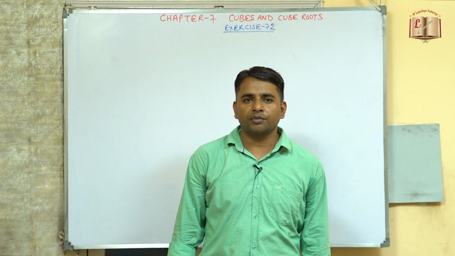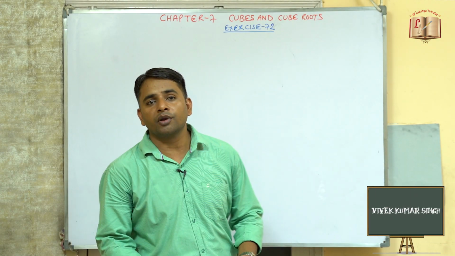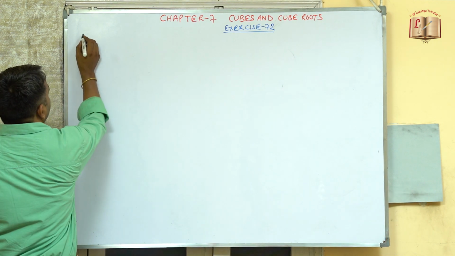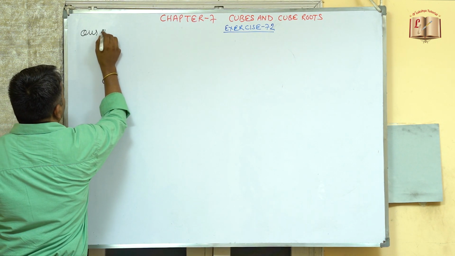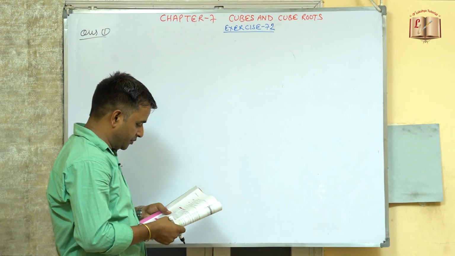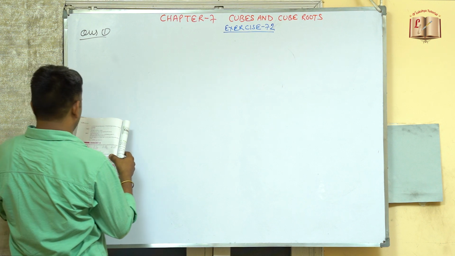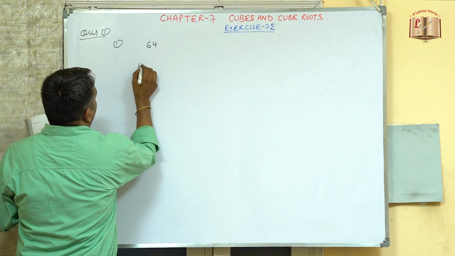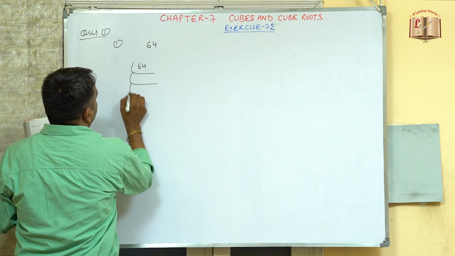Hello students, welcome back. Now we'll take our exercise 7.2 to find out these cubes by prime factorization method. So coming to question number 1, we'll take up some parts of it. Suppose we go for the first part of it, so this is 64. First of all we'll find out the prime factors for this.